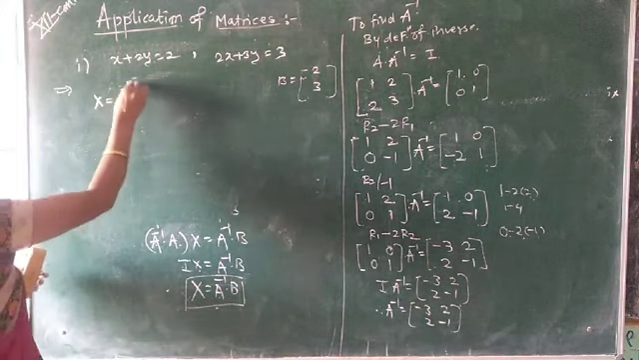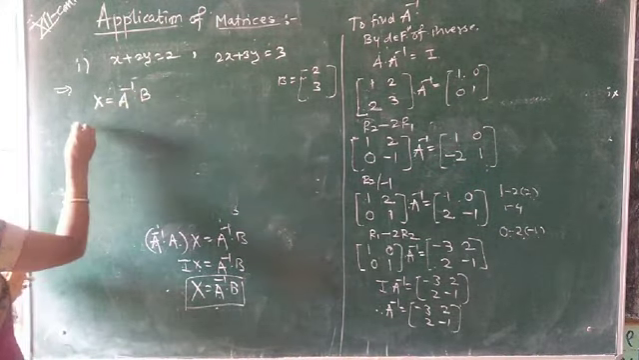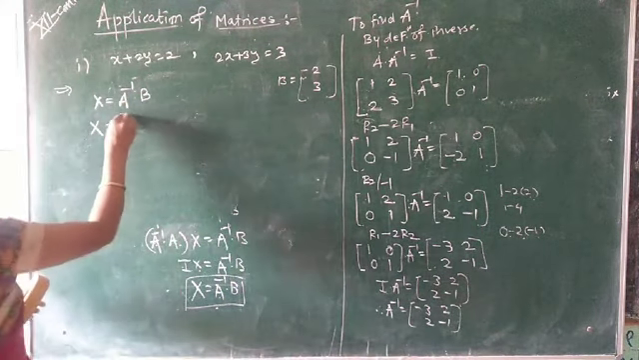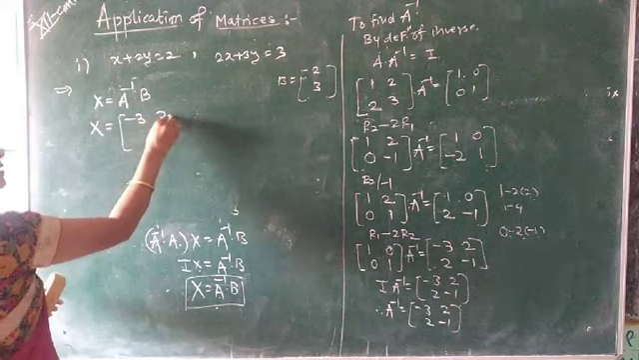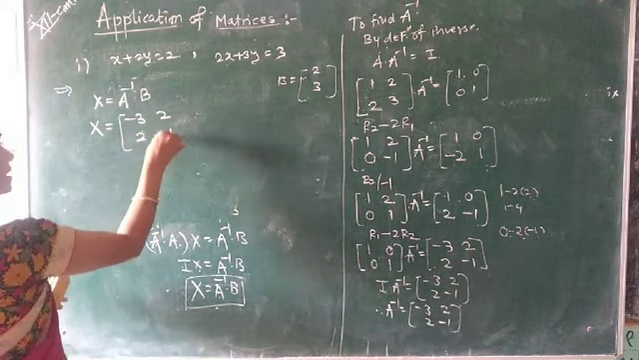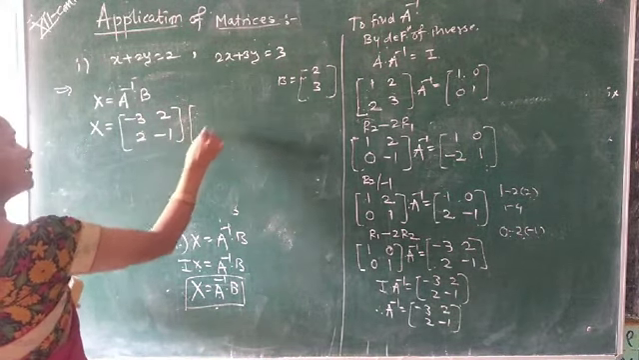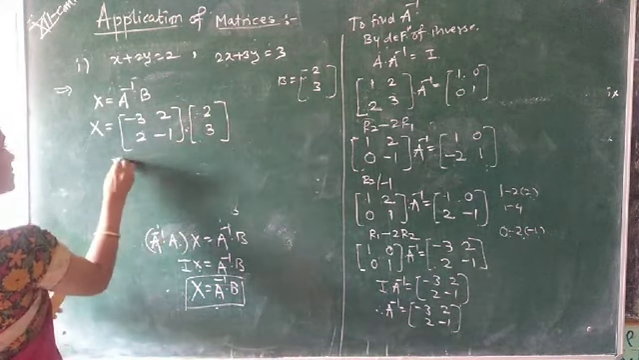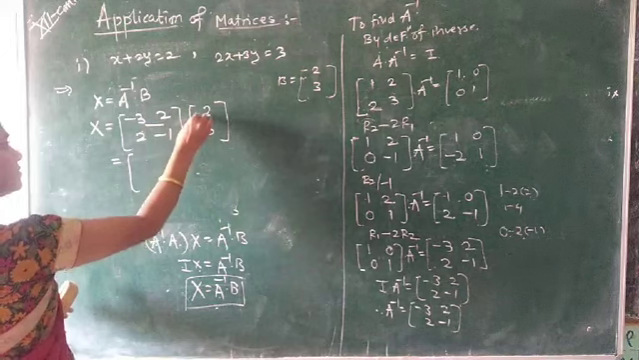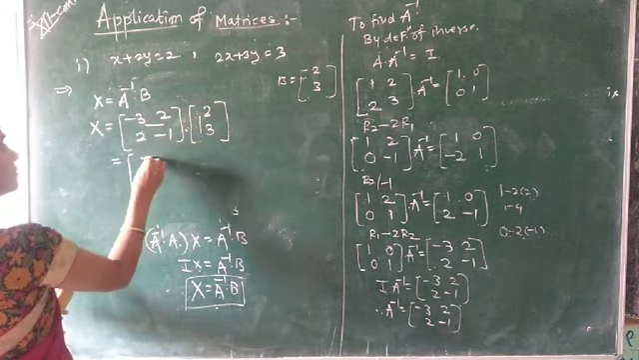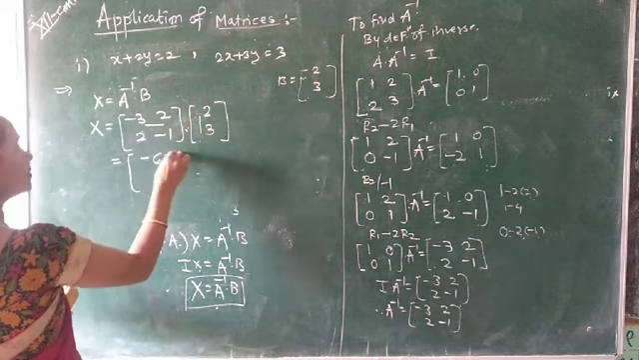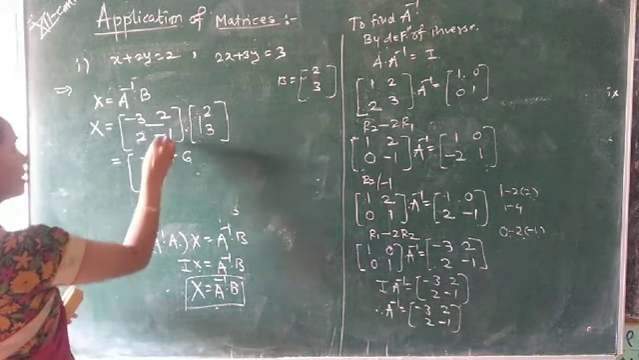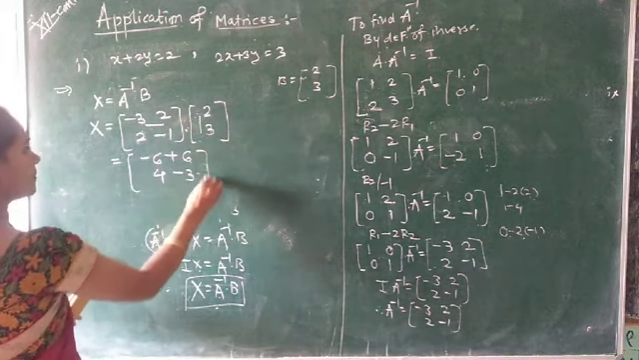X is equal to A inverse into B. Therefore X is equal to, what is A inverse? Minus 3, 2 and 2, minus 1, into the value of B, 2, 3. Now take the product of these two. First row and column, minus 3 into 2, minus 6. 2 into 3, plus 6. Second row, 2 into 2, 4. Minus 1 into 3, minus 1.